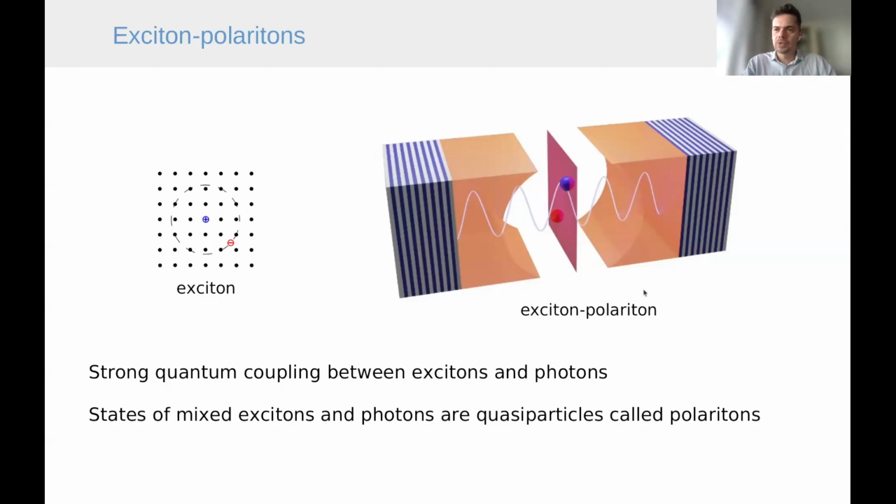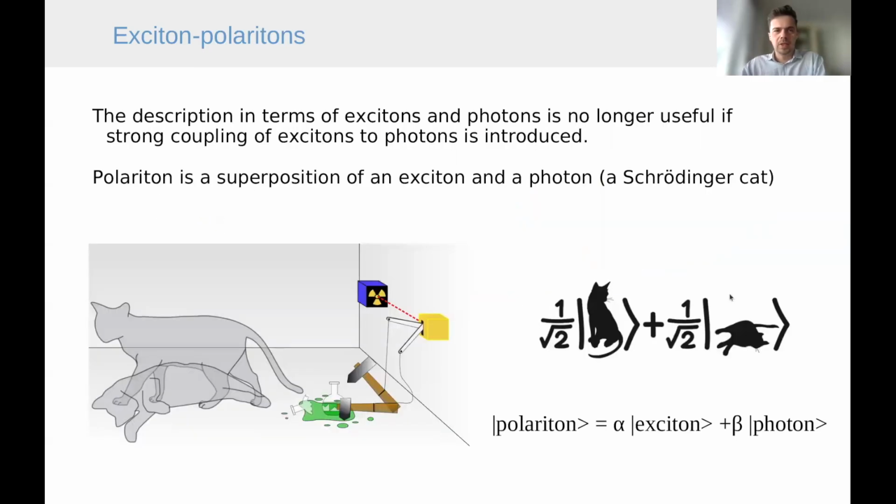And if this is the case, if we have this strong coupling, then from the point of view of a theorist, you can no longer talk about photons and excitons. Instead, you talk about mixed states or hybridized states, which are eigenstates of the system. And exactly these states are called polaritons. So the description in terms of excitons and photons is no longer useful if strong coupling is introduced.